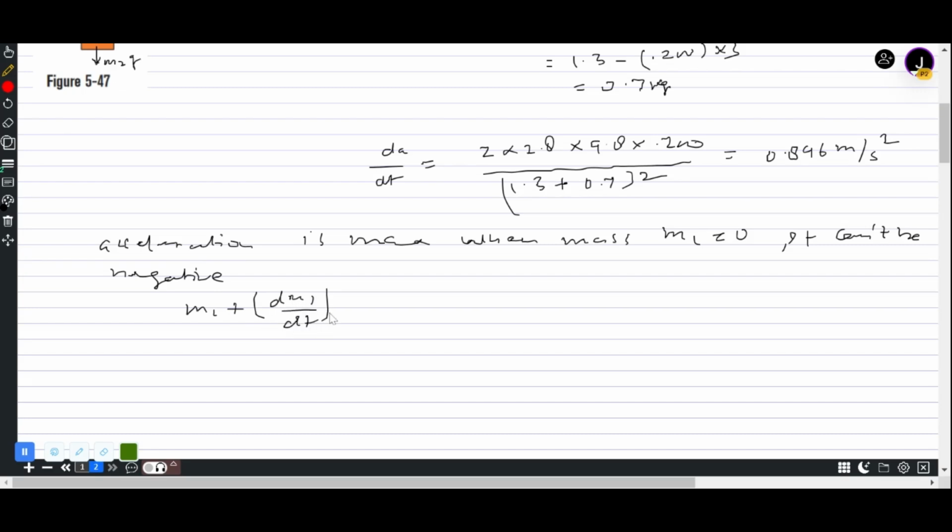So m1 at time t is m1 original plus dm1 by dt into t. m1 original is 1.3 kg minus 0.2 into t, which is equal to 0. From here we get t equal to 6.5 seconds. So at 6.5 seconds m1 would be 0, and that is the time when you will have the highest acceleration. Thank you.